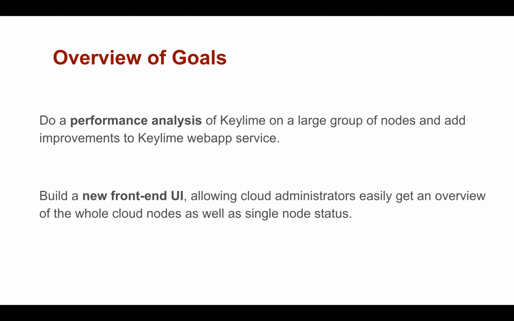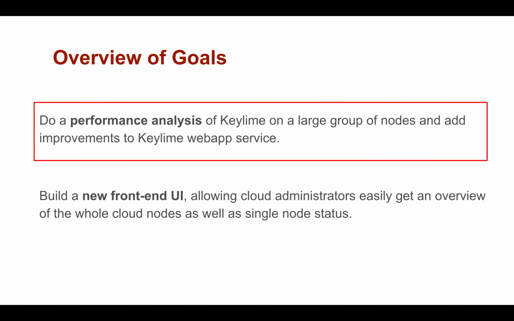Now let's move on to project goals. Our project mainly focused on the following 2 parts. First, we did performance analysis of Keylime on a large group of nodes and added improvements to the Keylime web app service. This part includes deploying Keylime services on a 100+ node MOC. We also tested its scalability and analyzed its bottleneck. Besides, we automated the Keylime deployment as well as virtual machine management.